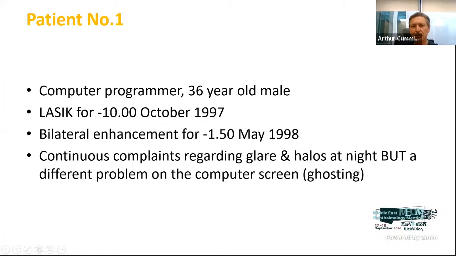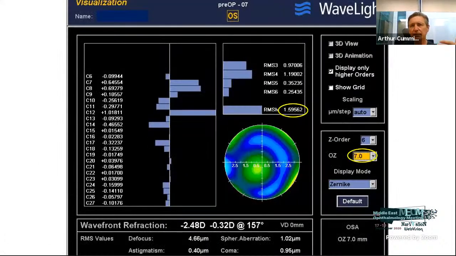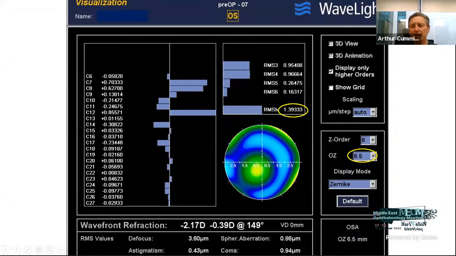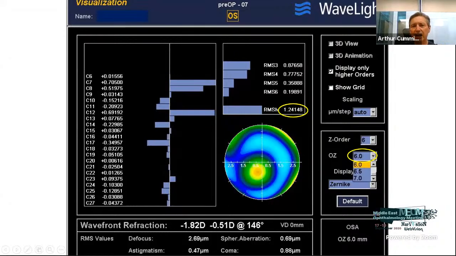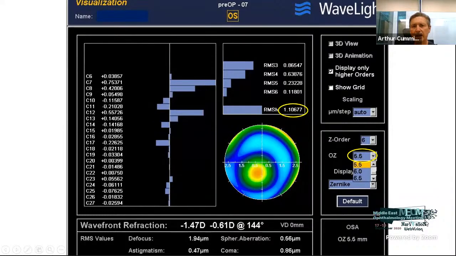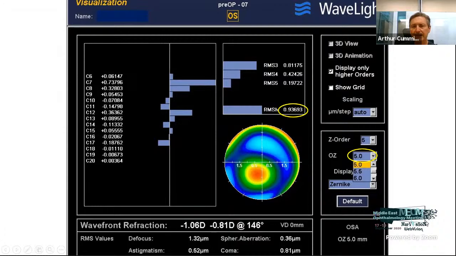Here was his biggest issue. He had glare and halos at night, but a different problem in the day: ghosting. It's hard to explain that when you're just doing a refraction. Look at this patient. His pupil is large, he has very high HRMS, and a lot of spherical aberration, C12. Then as the pupil becomes smaller, his aberrations are almost C12 and C7 equal. And as his pupil is now small and he's in the office working, suddenly the only aberration he has is coma, and the spherical aberration is very small.